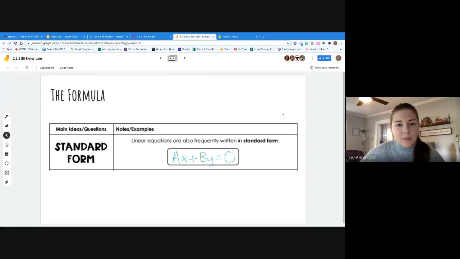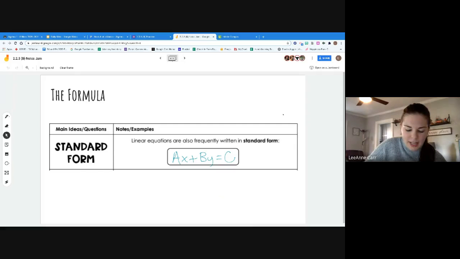And just like slope-intercept form, it's all variables, okay? This is a literal equation. Ooh, it's all connecting from unit 1. The difference here is that we have a, b, and c. We don't have an m and a b. Well, we do have a b, but we don't have an m in this situation.